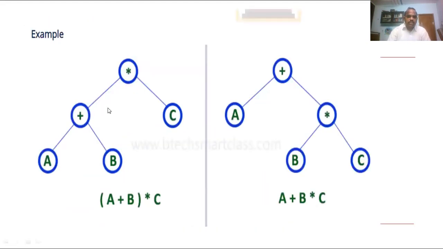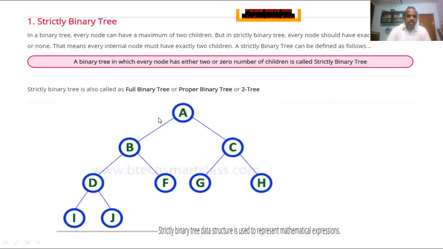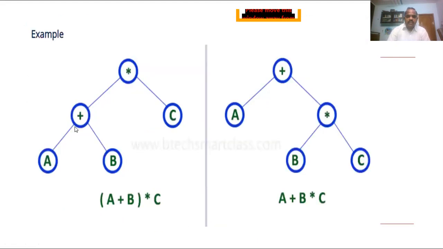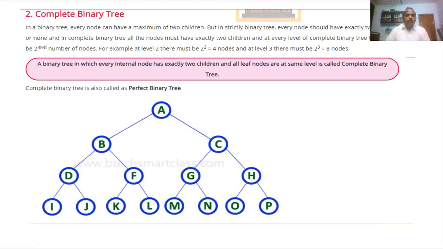Next, this is also a strictly binary tree. Here the asterisk has how many children? Two. Then plus has how many? Two children. Plus has two children, asterisk has two children. So this is also called a strictly binary tree, full binary tree, proper binary tree, or two tree. This is also called an expression tree, showing how to convert an expression into a tree. Clear? Next one is the complete binary tree.